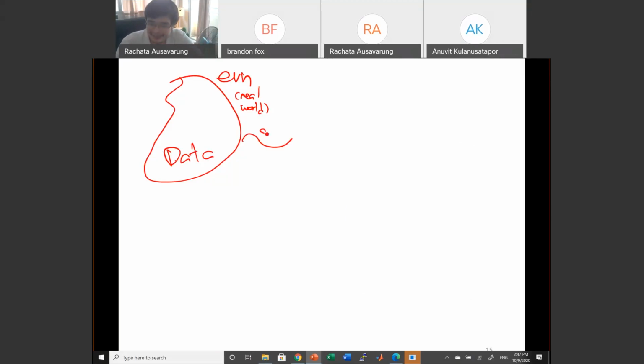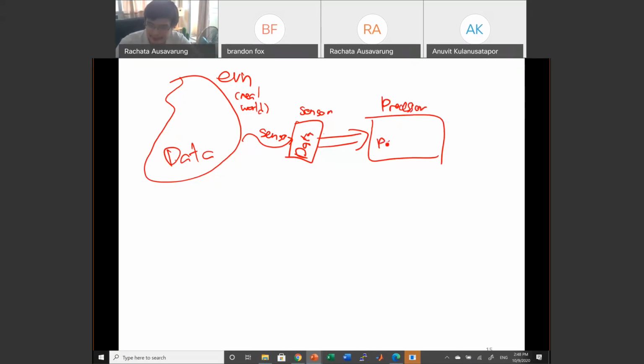So the sensor would take this data, and then somehow, this is basically a sensor that converts your environment into data. This means that there has to be some data processing, right? Basically process your data.